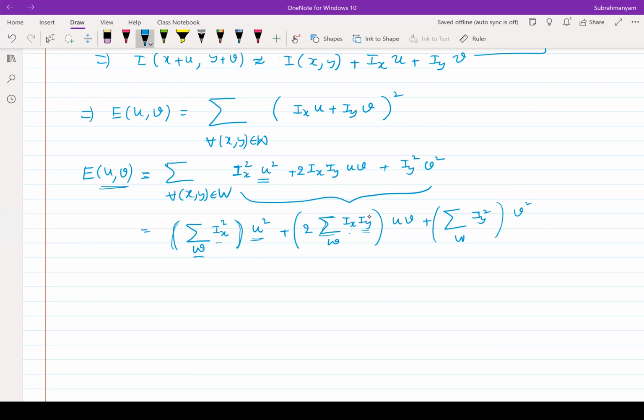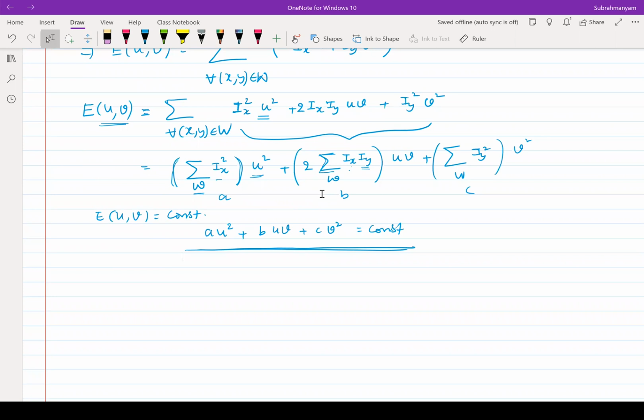Now suppose I consider a constant value of u and v here. By that, what I mean is, let me call these a, b, c for the time being. So a u square plus b times uv plus c v square is some constant value. What is the shape of this equation? Is it an ellipse, sir? That's right, it's an ellipse.